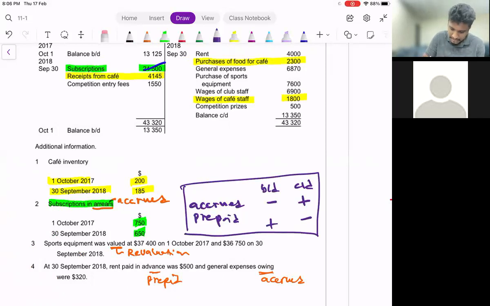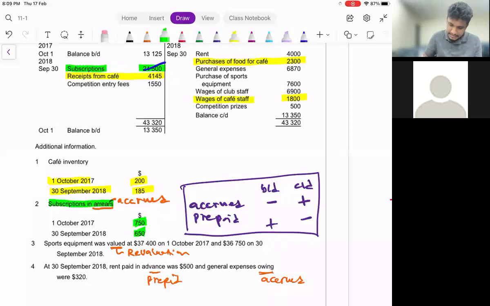So now, subscription. Okay, I repeat again. Accrued CD will be plus, BD will be minus. Arrears means accrued.